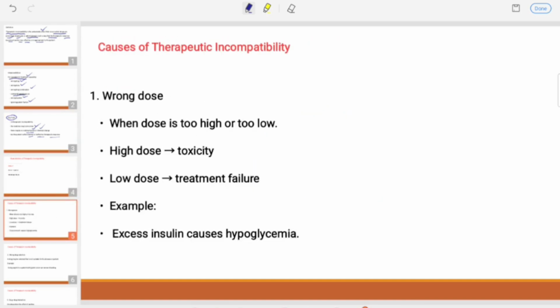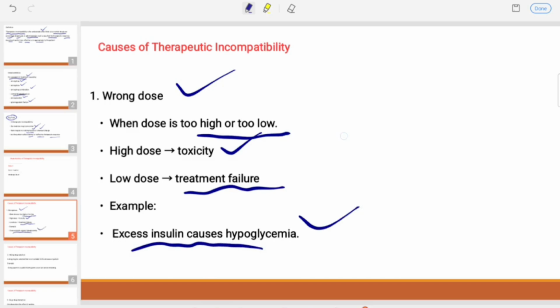So here we are going to discuss the causes. The first one is wrong dosage. When the dose is too high, it leads to toxicity. When the dose is too low, that will lead to treatment failure. There is no therapeutic response. For example, excess of insulin causes hypoglycemia, that is decrease in the blood glucose level or blood sugar level.